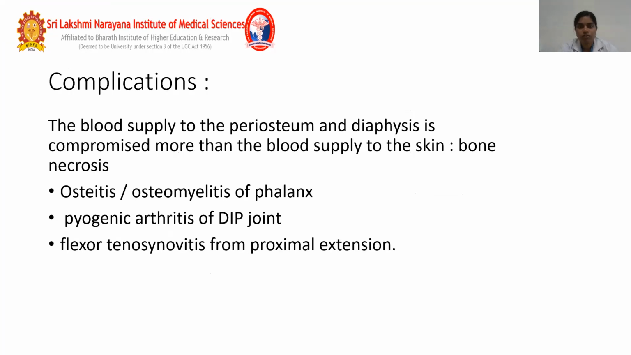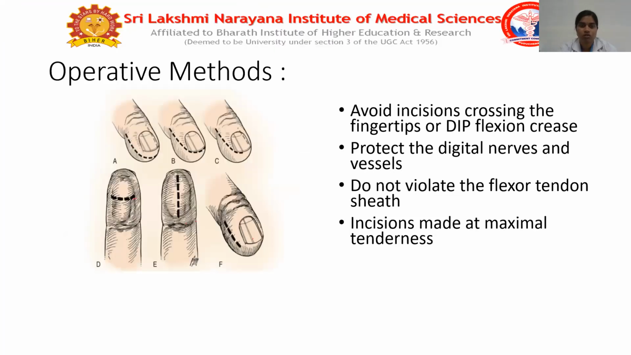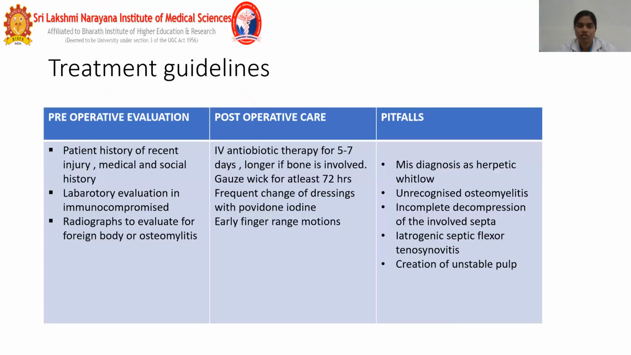Complications: the blood supply to the periosteum and diaphysis is compromised more than the blood supply to the skin. This causes bone necrosis, osteomyelitis, and pyogenic arthritis, and can cause tenosynovitis also. For drainage of the felon, multiple incisions can be given, but avoid incisions crossing the fingertip or the distal interphalangeal joint flexion crease. Protect the digital nerves and vessels, and do not violate the flexor tendon sheath because it will cause flexor tenosynovitis. The incision is made at the site of maximal tenderness.